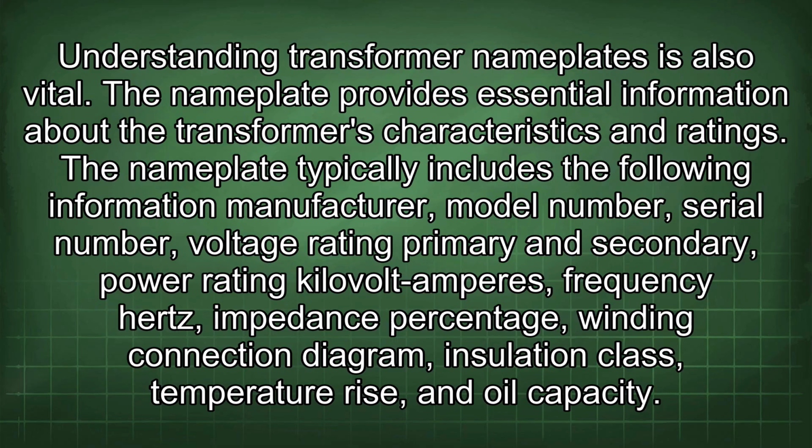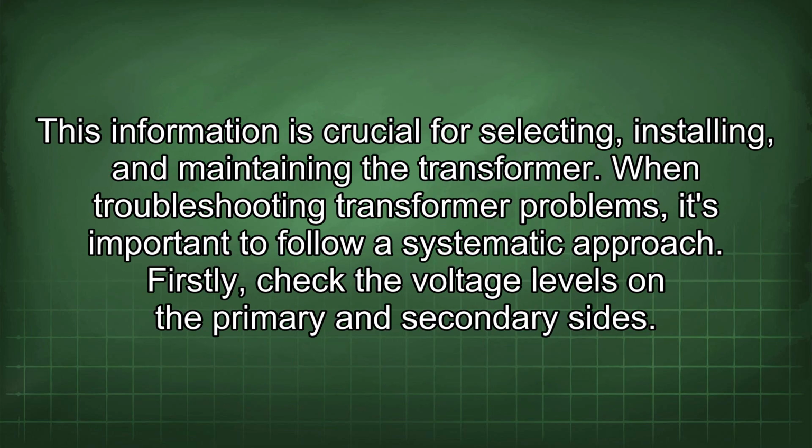Understanding transformer nameplates is also vital. The nameplate provides essential information about the transformer's characteristics and ratings. The nameplate typically includes the following information: manufacturer, model number, serial number, voltage rating, primary and secondary, power rating in kilovolt-amperes, frequency in hertz, impedance percentage, winding connection diagram, insulation class, temperature rise, and oil capacity. This information is crucial for selecting, installing, and maintaining the transformer.